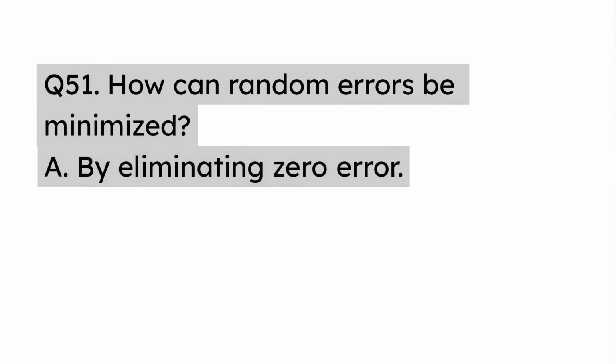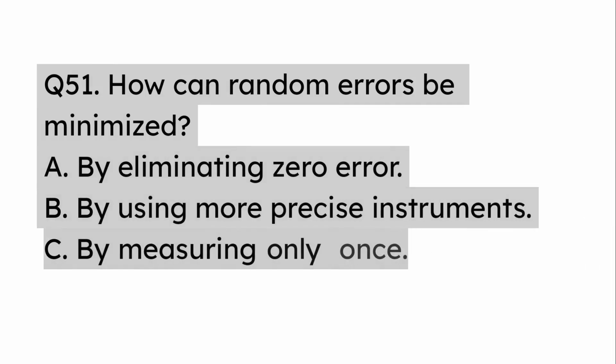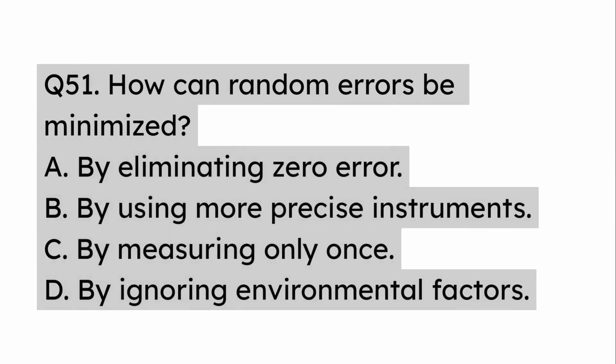Q51. How can random errors be minimized? A. By eliminating zero error. B. By using more precise instruments. C. By measuring only once. D. By ignoring environmental factors.